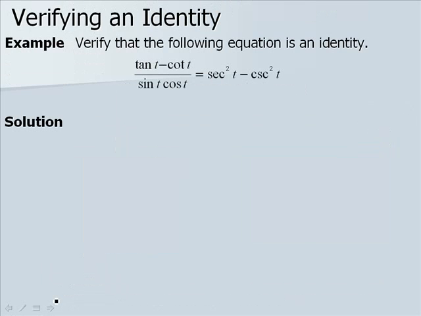We want to verify that the following equation is an identity. Now when we look at this, we see that our left-hand side is more complicated, so that's the side that we'll work with. Tangent of t minus cotangent of t over sine of t cosine of t. And remember that our goal is to show that it's equal to secant squared of t minus cosecant squared of t.